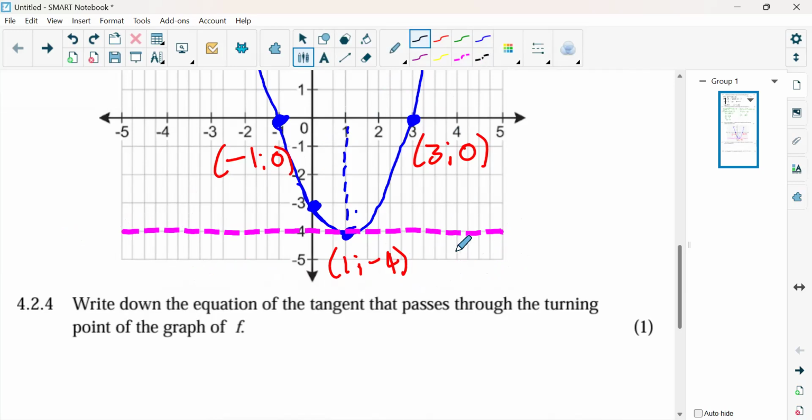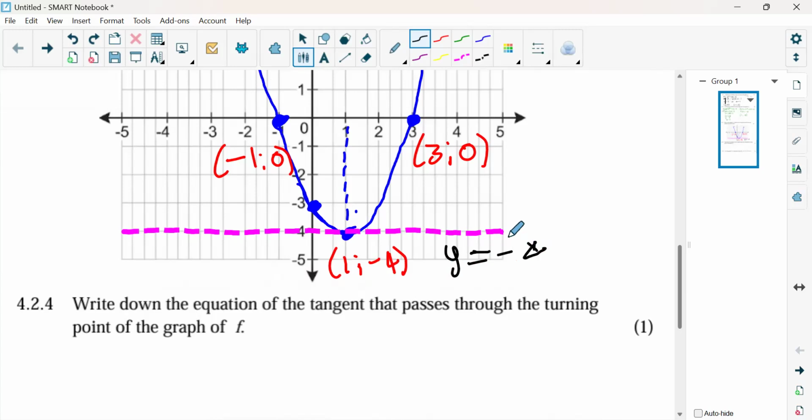-3. Let's check here. Oh yeah, -4. The y value at the turning point. We're at the turning point. Yeah, the y value at the turning point is -4. So we're going to tell them y is going to be equal to what? -4. So that's the equation that they're talking about.